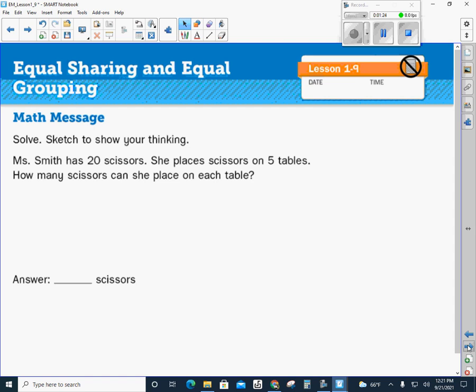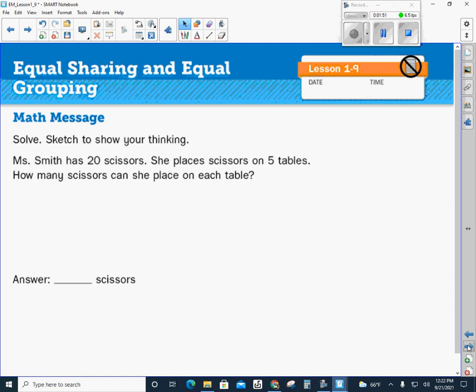All right, so looking at this very first problem, we are going to solve and sketch a picture to show our thinking. Ms. Smith has 20 scissors. She places scissors on 5 tables. How many scissors can she place on each table? Go ahead and pause the video and draw a picture of what you see in this problem.